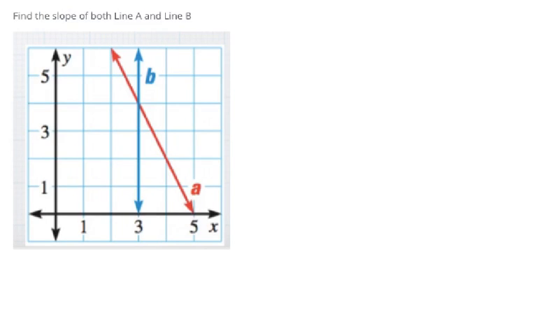This question asks to find the slope of both line A and line B. So let's start with line A first. How to find the slope from any line: you start with a point, just any point, okay?